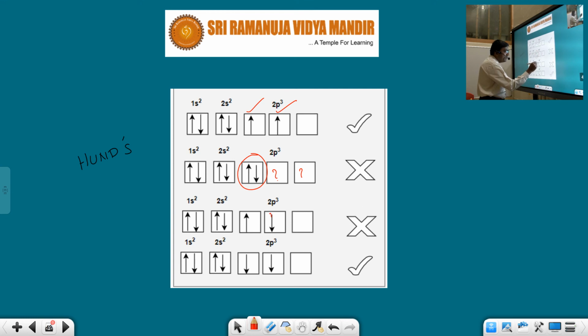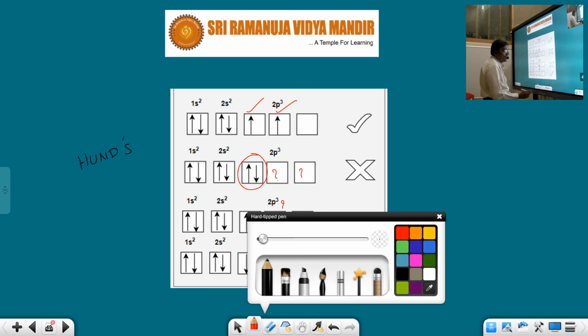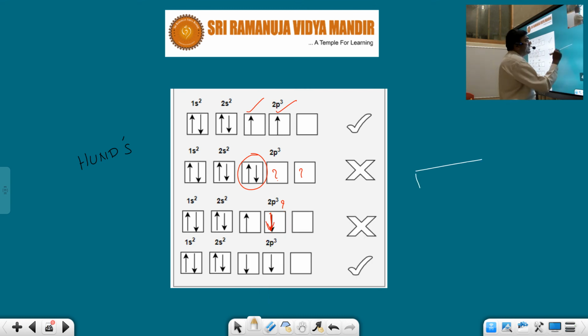Here also, if you write down, what? Already it is singly filled. So it is also wrong. It is also wrong here. Now this is fine. See, try to understand. He is not saying first you have to fill down. See, this is right only.